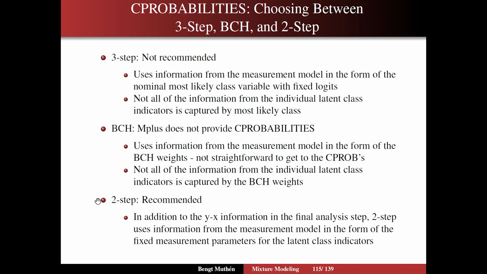2-step is what we recommend, and that's the analysis I showed you. Because in addition to the Y and X information in the final step, 2-step benefits from using information from the measurement model in the form of the fixed measurement parameters for the latent class indicators. So the full information from the latent class indicators is brought in, and therefore 2-step works well. So that's how you deal with C probabilities in the multiple imputation case.